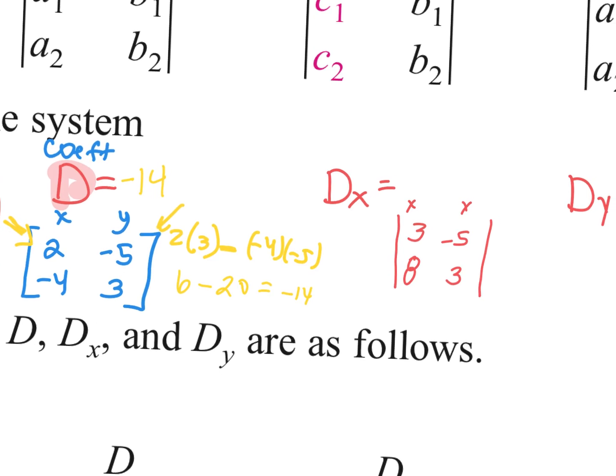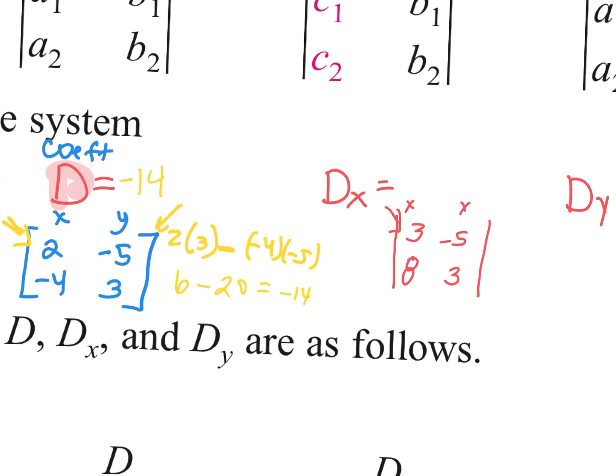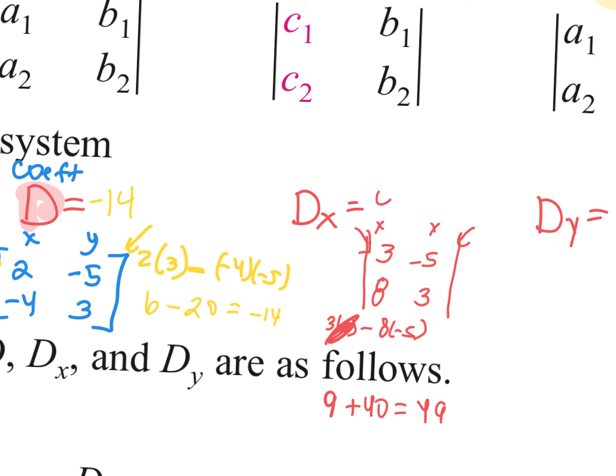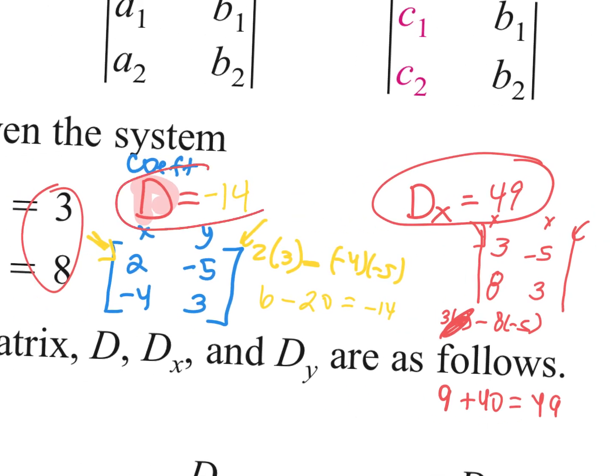So now we're going to do the same thing. We're going to multiply the major. So 3 times 3 minus the minor, which is 8 times negative 5. If you did negative 5 times 8, same thing. But what is 3 times 3? 9. And then negative 8 times negative 5 is plus 40. So what's 9 plus 40? 49. So your D sub X is 49. All right? We're going to do a couple of these.